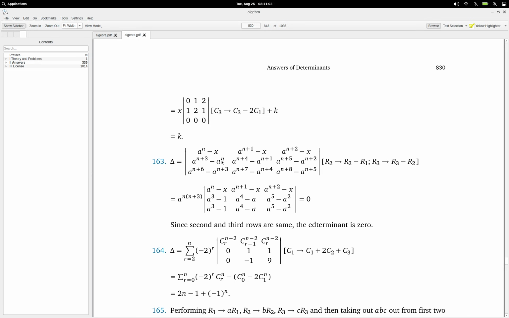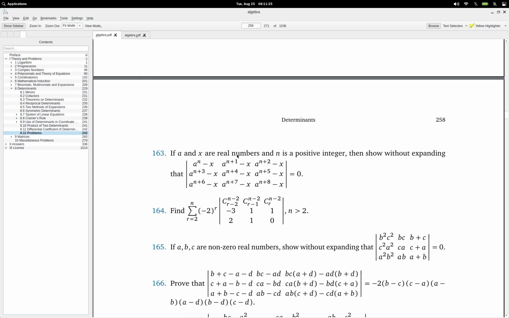So now what we can do is we can take a to the power n common from the second row and a raised to the power n plus 3 common from this third row. So outside we will have a raised to the power n times n plus 3, and the second row and the third row will become identical, and therefore the determinant will be equal to 0.